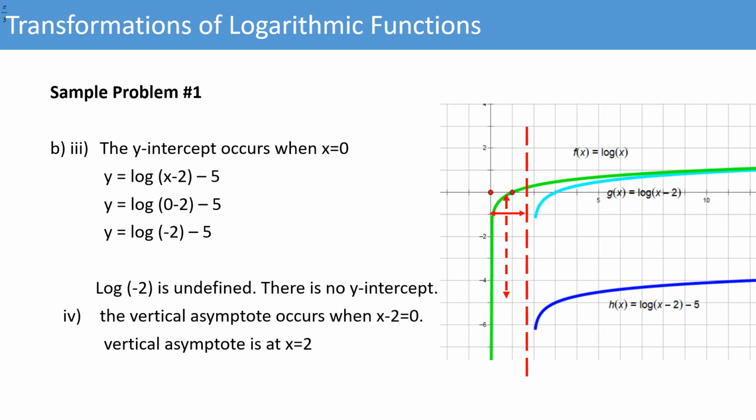So the y-intercept occurs when x is 0. So y equals log(x - 2) - 5, set x to 0. So y is log(-2) - 5. However, the log of -2 is undefined. This means there is no y-intercept. So the vertical asymptote occurs when x - 2 is 0. And so the vertical asymptote is x equal to 2.